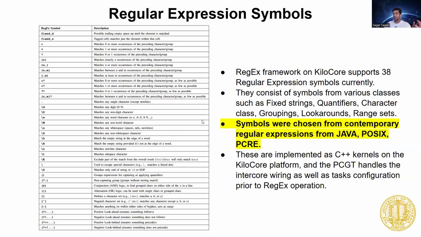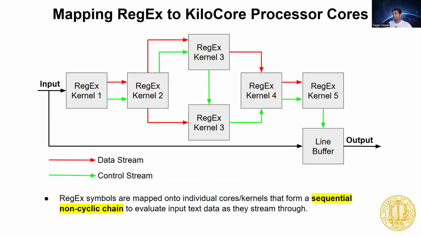Regular expression symbols that are supported by the framework are 38 in total. They consist of symbols from various classes. An important aspect to know is that these symbols were chosen on the basis of contemporary regular expression standards based out of Java, POSIX, PCRE. The PCGT tool handles the C++ based kernel generation for KiloCore along with the intercore communication wiring as well as the task configuration prior to the regex operation itself.